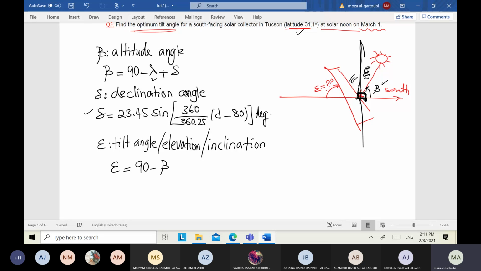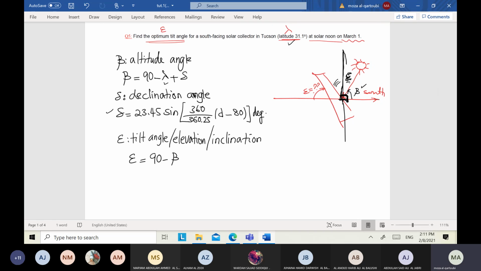So we should find beta first. When finding beta in step number 1, then we find epsilon in step number 2. Clear? Okay. Starting now to find beta.